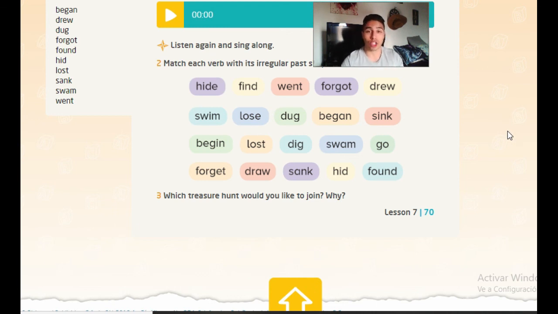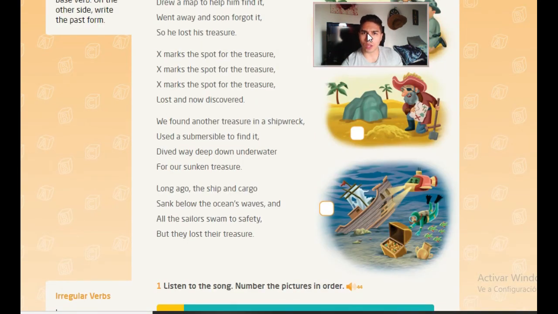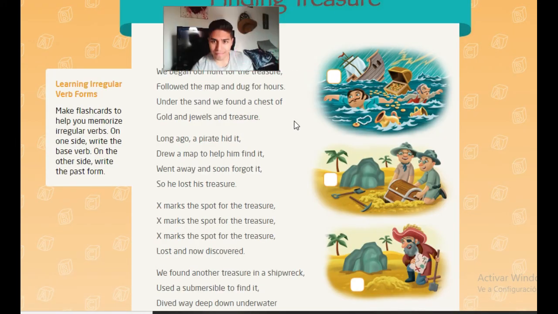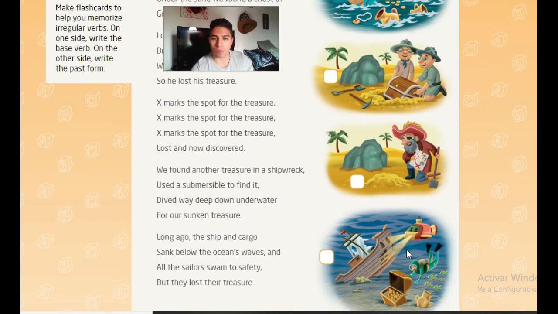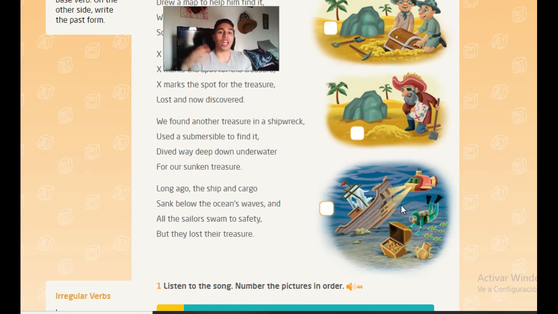Remember that they have to change. And also at the end, following these stories, you are going to tell me which treasure hunt you would like to join and why. Maybe you would like to join this treasure hunt where you have to dig, or the second one where you have to go in a submersible and look for the treasure under the water. Draw one of these ideas in your notebook, and then in the class you are going to show that picture to us. You are going to show what you drew to us.